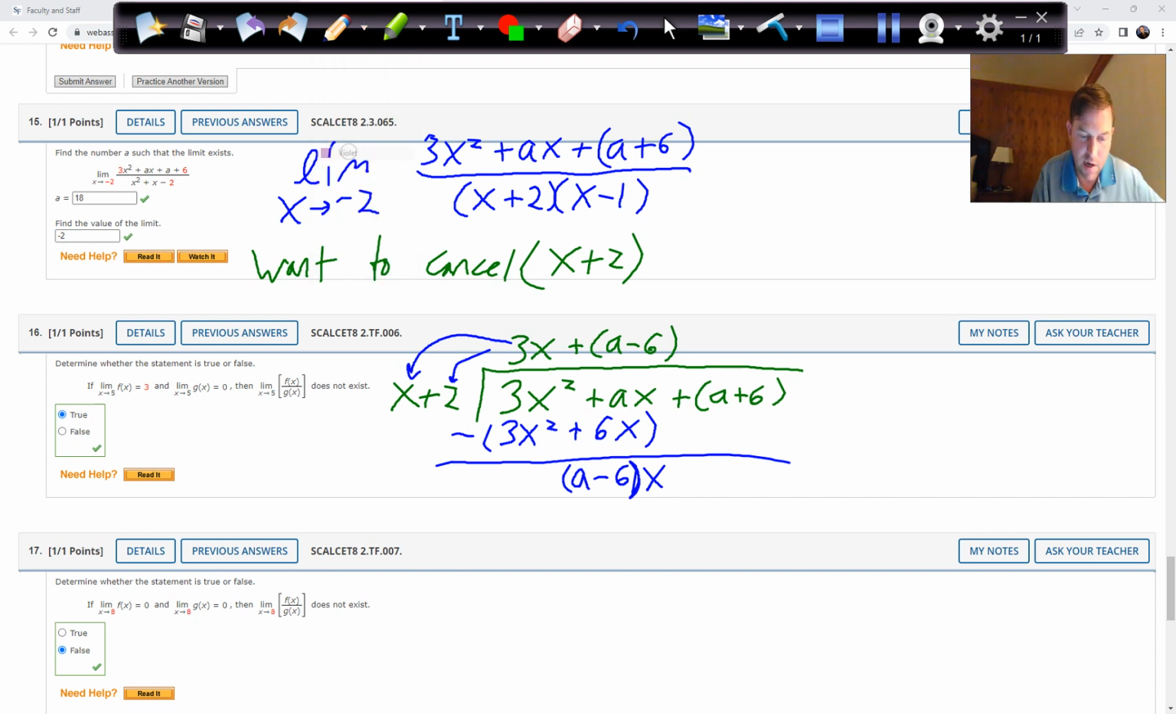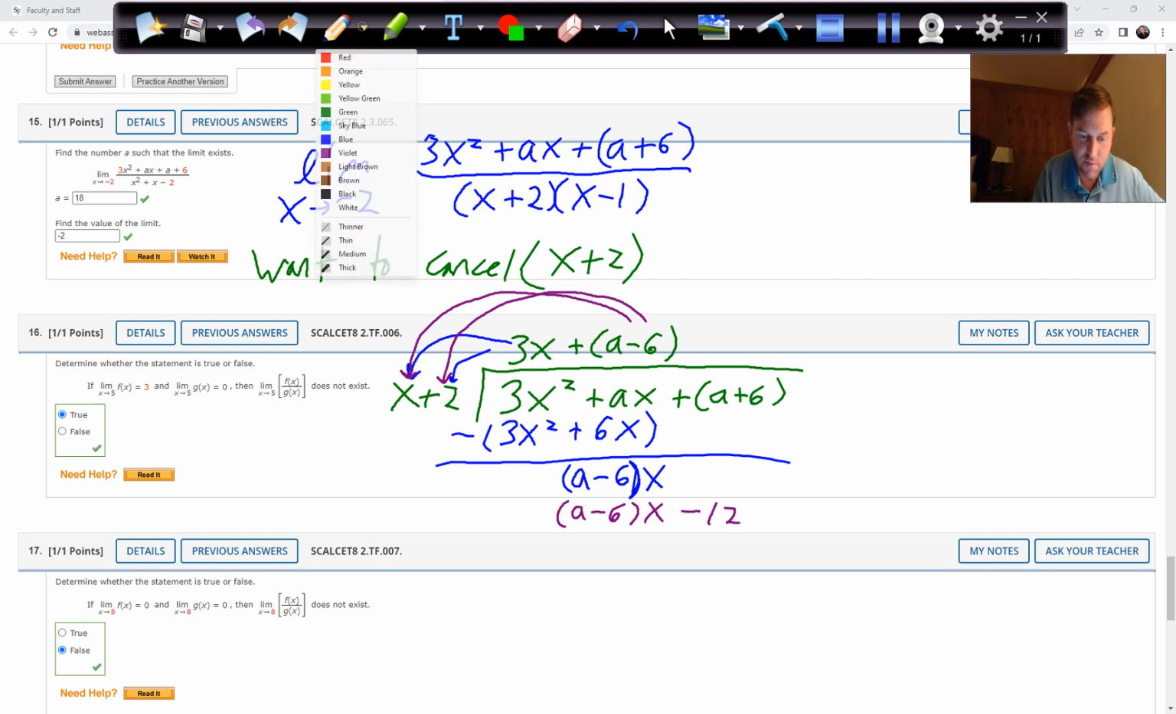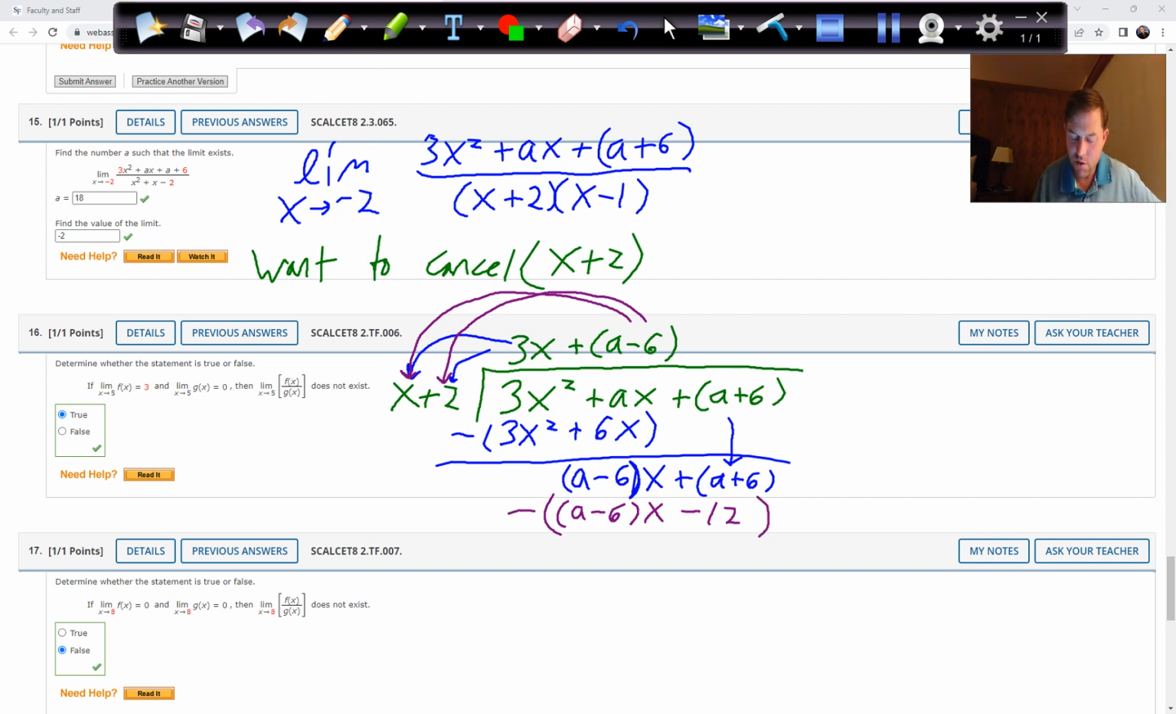And now you repeat the process. You say take this times x, and you get a minus 6x. Then you take minus 6 times 2, and you get minus 12. And I should have written this term will drop down, so you get plus a plus 6. And then long division says subtract these two things. So we're going to get a minus 6x minus a minus 6x. Those are this exact same term, so they're going to cancel. And we're going to get a plus 6 minus minus 12, which is plus 12.